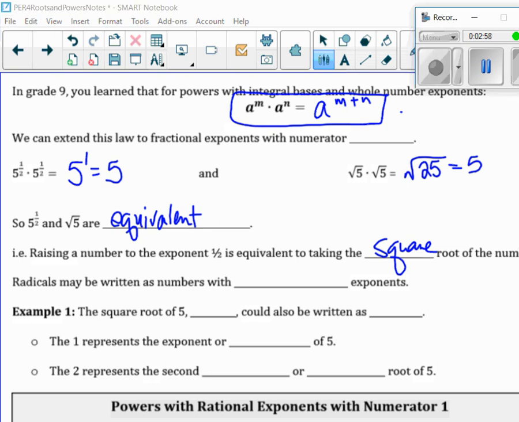We can extend this law to fractional exponents with numerator 1. That's where the 1/2 comes from. The numerator is 1, because we're going to be looking at fractional exponents. What do you think 5 to the power 1/3 would be equivalent to? The cube root. And 5 to the power 1/4, the 4th root, etc. So radicals may be written as numbers with fractional exponents.